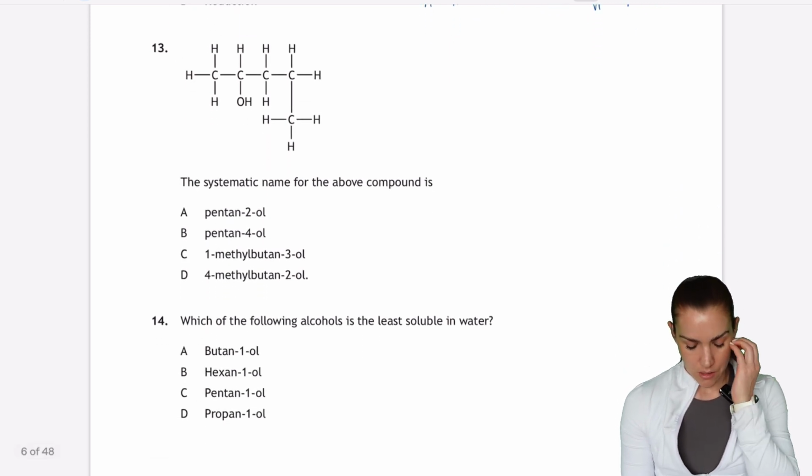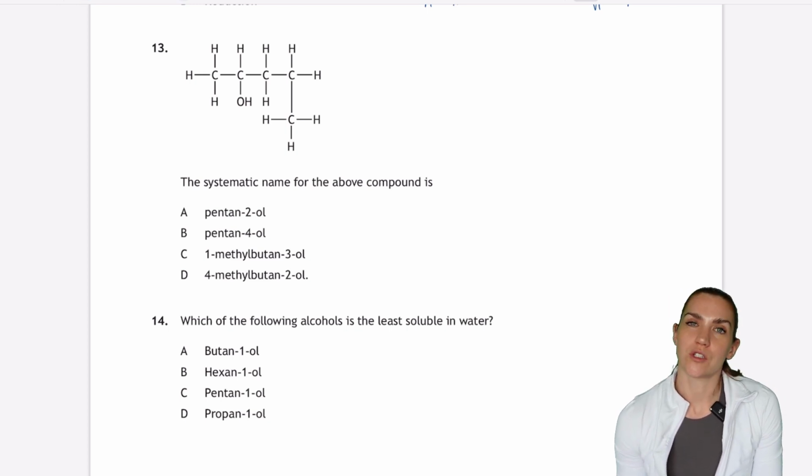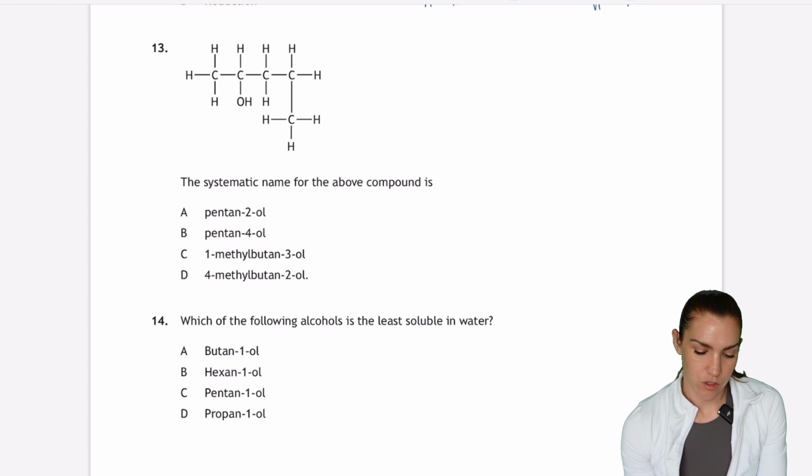Then question 13, the systematic name of this carbon. One thing you need to watch out for that they love to do in the exams is put the longest chain of carbons in an L shape. So make sure you always check in L's for the longest chain of carbons. So we've got 1, 2, 3, 4, 5. So that is in a carbon chain. It's a long carbon chain, it's not a branch. This one at the end here.